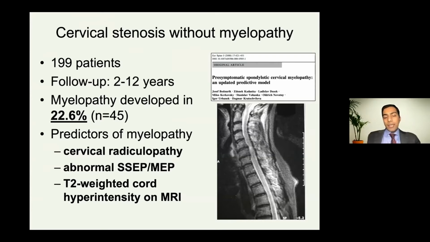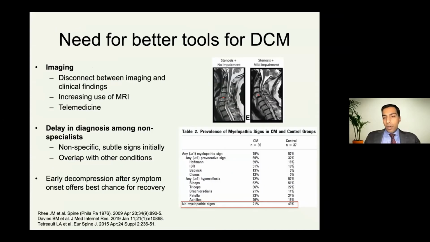If they had abnormal SSEPs and MEPs, it's not something we do routinely as an outpatient. And then some patients actually had T2 cord signal change, like this patient here from the paper, who had a C5-6 stenosis with cord signal change but was asymptomatic. So we have a few predictors of which patients are going to progress, but the data is not very strong. And we know that there is a need for better tools for cervical myelopathy.